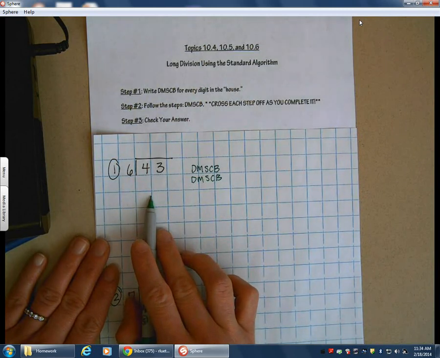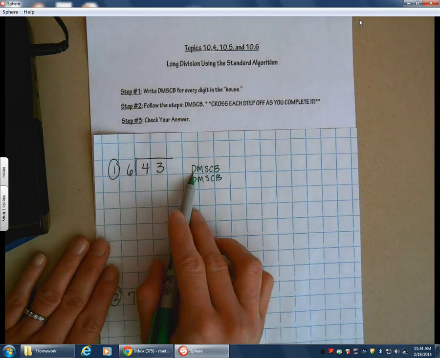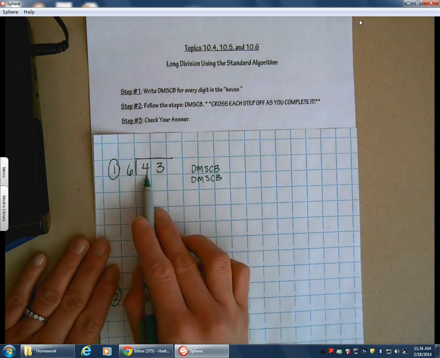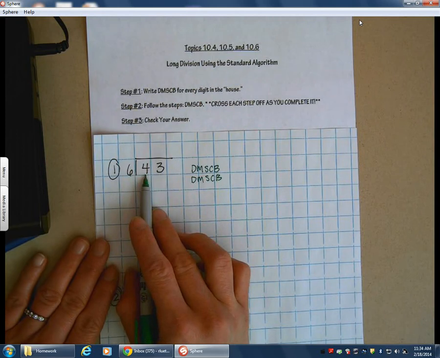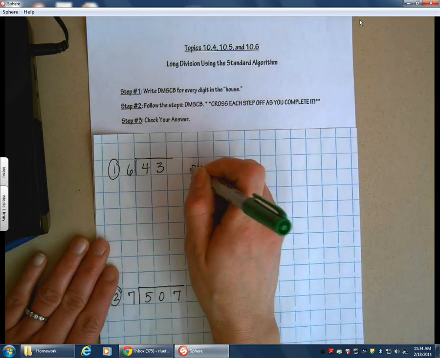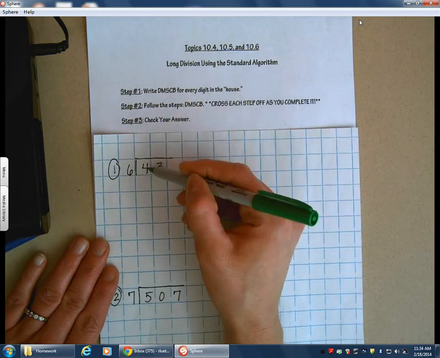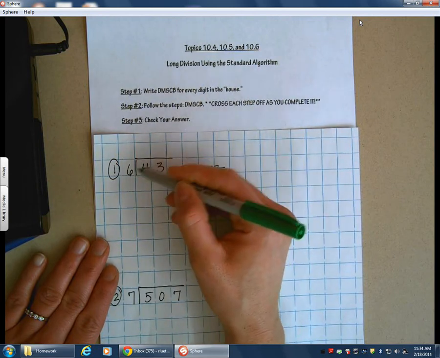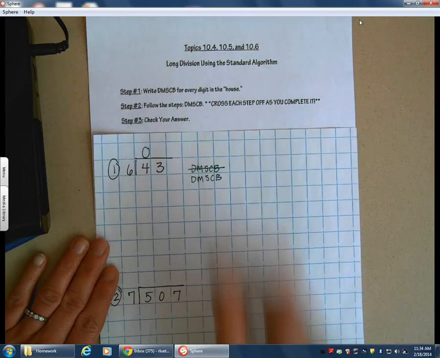So the first thing I do is look at the first digit and I want to start dividing. 4 is less than 6. I cannot fit 6 inside of 4. I can't start dividing here. So I'm going to cross out this whole set of does McDonald's sell cheeseburgers because I cannot divide 4 by a 6. I'm going to put a 0 here so I know that that can't happen.